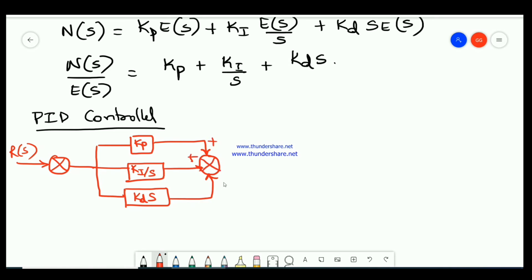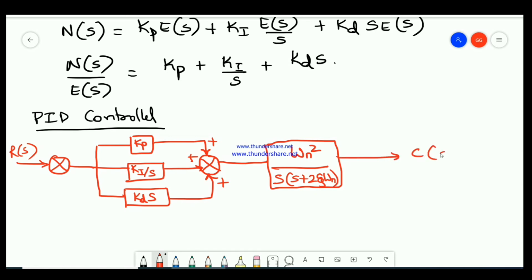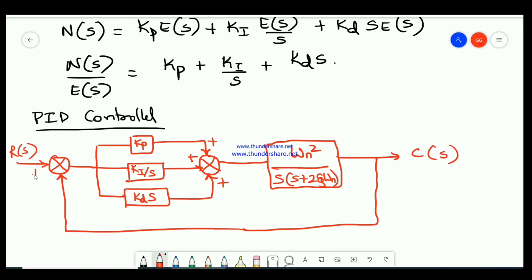All are plus. The output which is taken is given to the second order system, omega n square divided by s into s plus 2 zeta omega n, and the output is taken as C of s. Negative feedback system is connected now. So this is the negative feedback. R of s is positive and negative feedback.